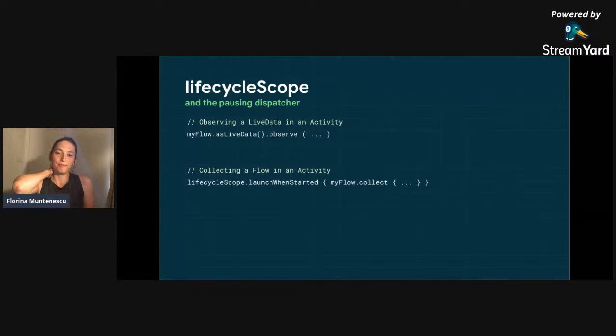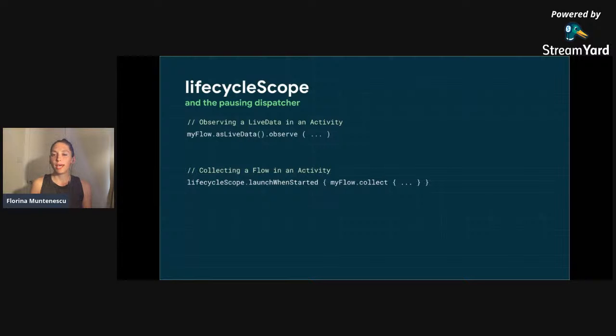Okay, but the best part of Flow and LiveData is that you don't have to pick one over the other. Actually, it's very easy to convert from regular flows to LiveData and vice versa, which brings me to another topic. You may know about viewModelScope, a coroutine scope that is active as long as the view model is active. Similar to it, we have lifecycle scopes for activities and fragments.